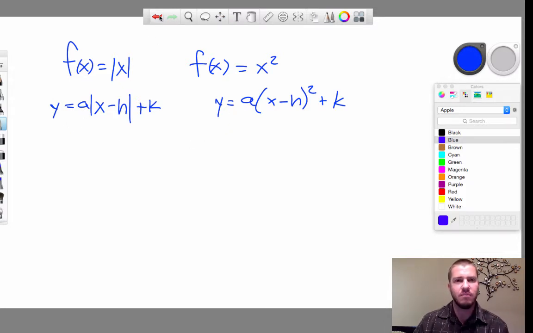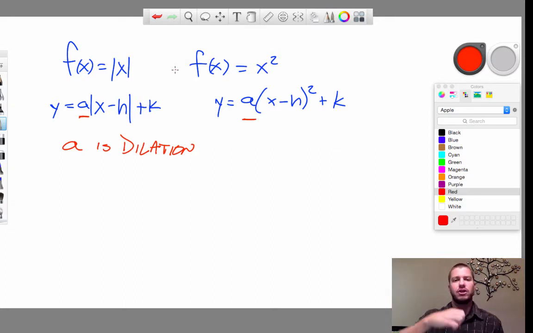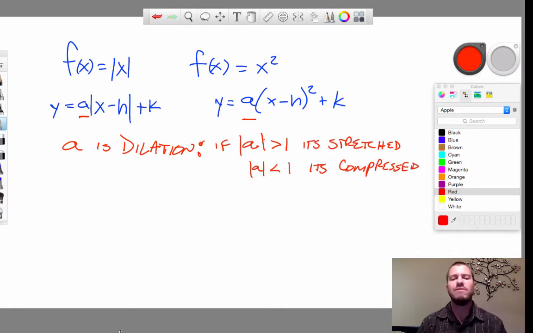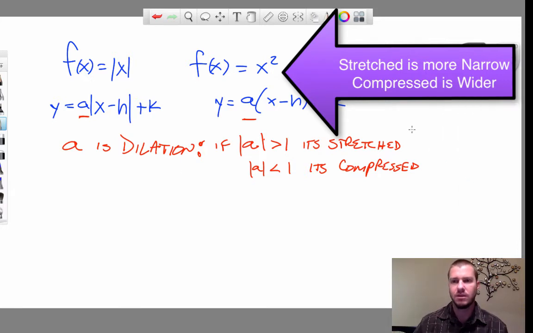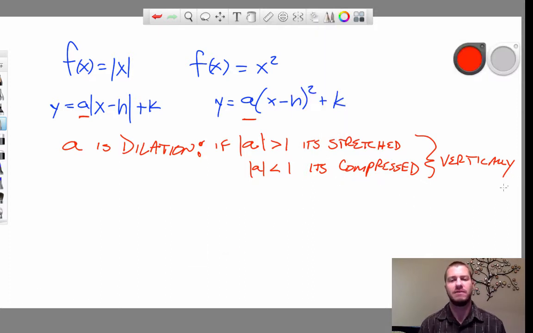And each of these variables affects it in a different way. So this A that's out in front is the dilation. And that's what's going to either stretch it vertically or compress it vertically and make it more narrow or wider. So if that absolute value of A is greater than 1, then the graph is going to be stretched vertically. Both of these are vertically. And if the absolute value of A is less than 1, then it's compressed vertically.